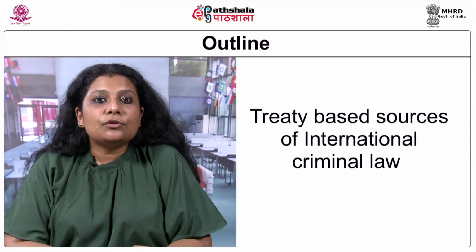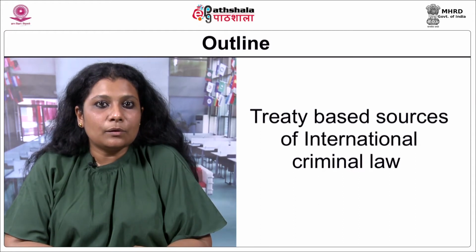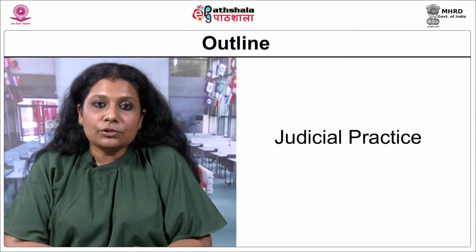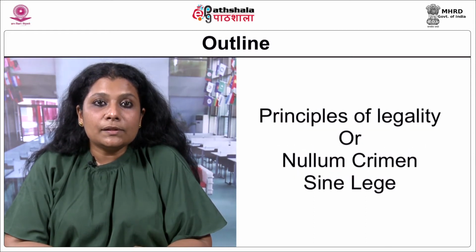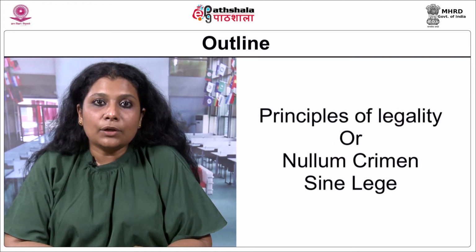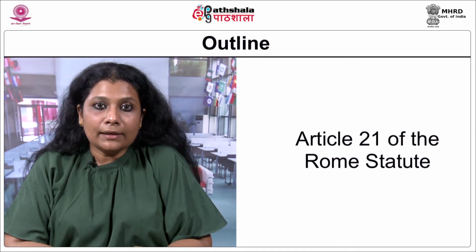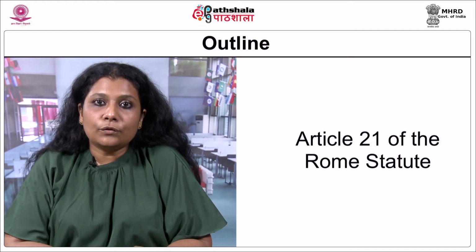For our present purposes, the sources of international criminal law come from Article 38 of the Rome Statute of the International Criminal Court. Now, Article 38 of the Rome Statute actually imitates Article 38 of the Statute of the ICJ. It talks about treaty-based sources of international criminal law, customary law, judicial practice, the general principles of international criminal law, the principle of legality, or nullum crimen sine lege, and finally, Article 21 of the Rome Statute.